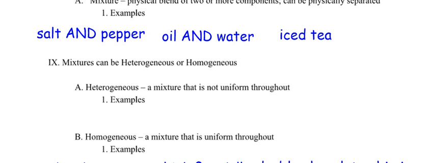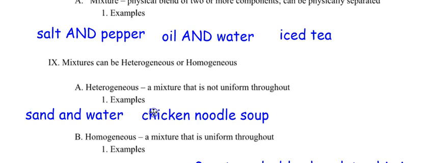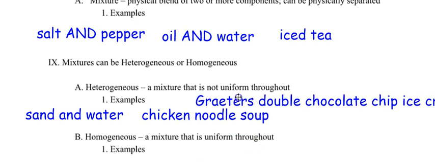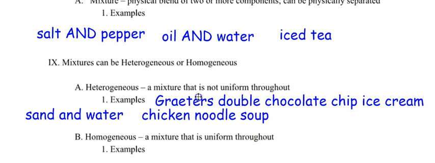Heterogeneous means a mixture that is not the same throughout. Okay, so some of you came up with sand and water. If I have a bottle with sand and water in it, they're going to separate out. The sand's on the bottom, the water's on top. How about chicken noodle soup? You can definitely see the chicken and the noodles and the veggies, all right? Here's a good one. Graeter's double chocolate chip ice cream, all right? Is it uniform throughout? No, I love those chocolate chips. So they're not the same. You can actually see the different parts to them.